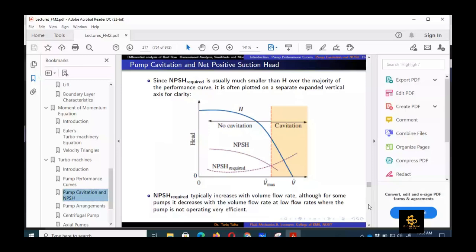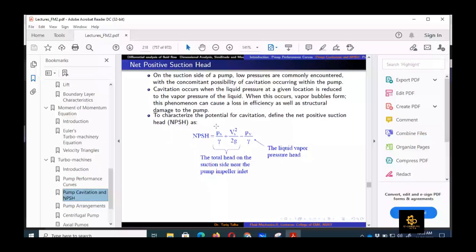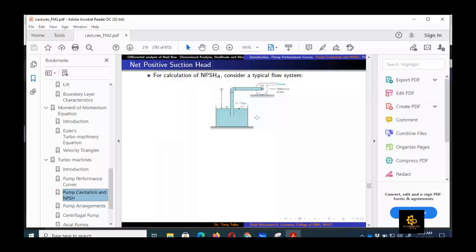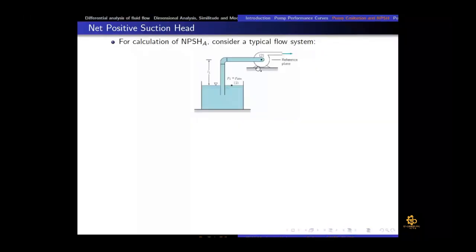If we remember, in the last class we discussed how we can calculate net positive suction head available. For that we considered this geometry as shown in the figure. Here the storage tank is below the pump, so we have to suck that water into the pump. At the entrance of the pump, which is location 2, the pressure should be lower than the pressure here, so that the water can be sucked into the pump.